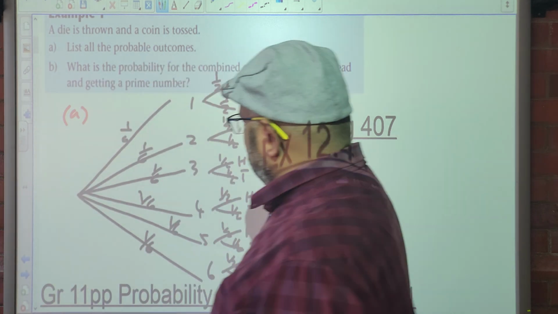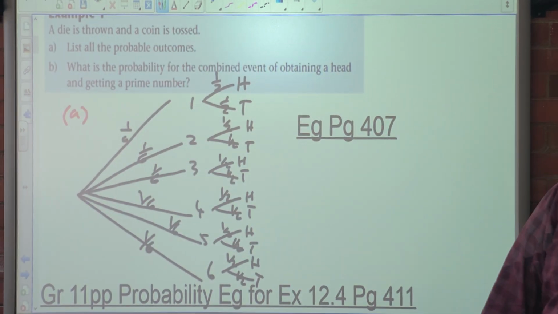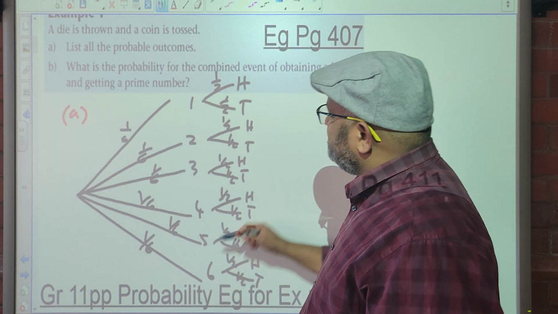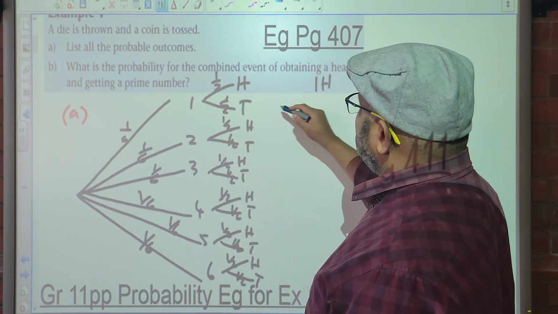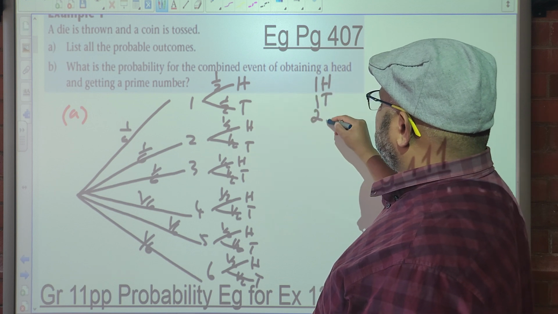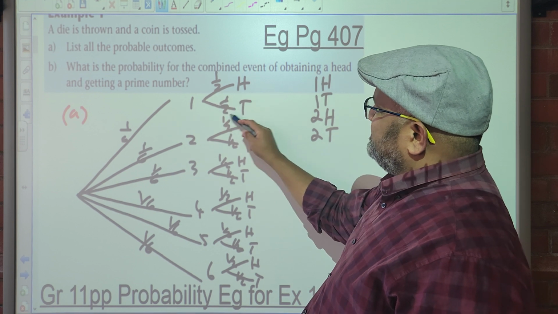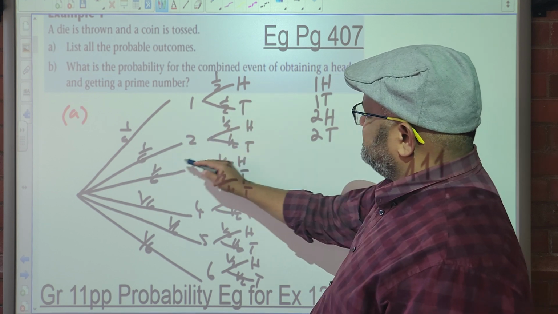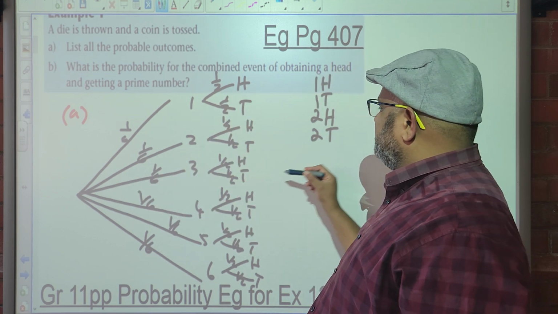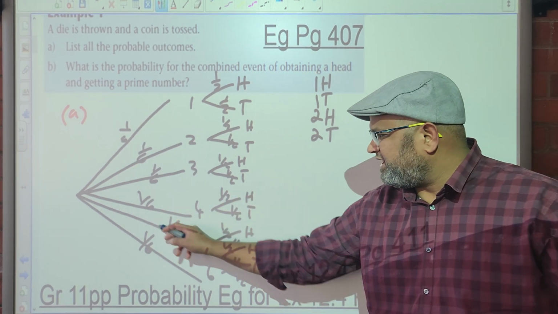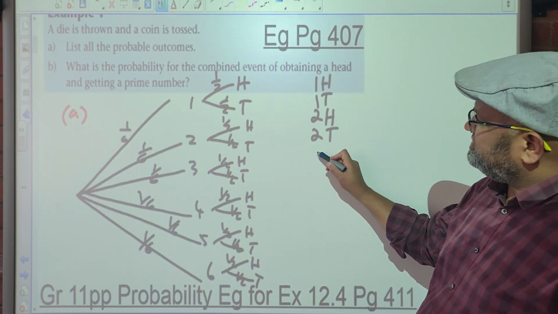Okay, so that's basically what happens. So what are my outcomes? My outcomes could be 1 heads or 1 tails, 2 heads, 2 tails. Can you see here? It can be 2 heads or 2 tails, 3 heads or tails, 4 heads or tails. Can you see that, people? 5 heads or tails, 6 heads or tails.